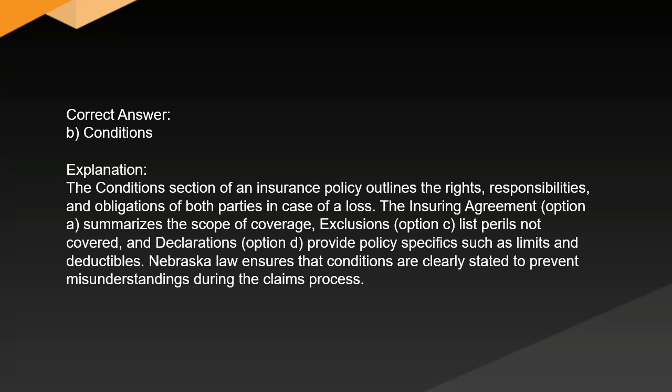Explanation. The conditions section of an insurance policy outlines the rights, responsibilities, and obligations of both parties in case of a loss. The insuring agreement, option A, summarizes the scope of coverage. Exclusions, option C, list perils not covered, and declarations, option D, provide policy specifics such as limits and deductibles. Nebraska law ensures that conditions are clearly stated to prevent misunderstandings during the claims process.